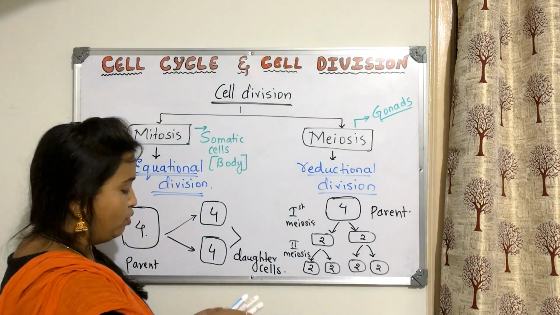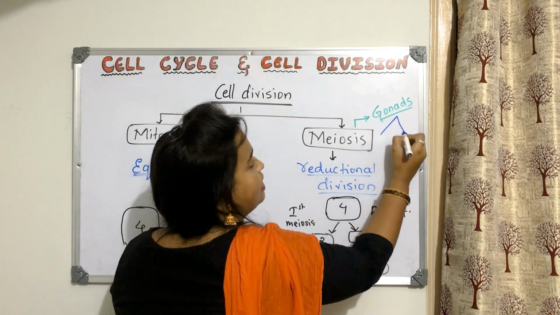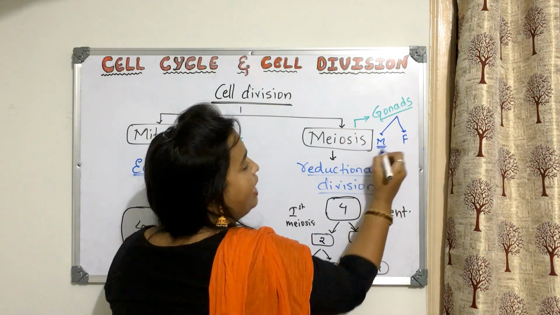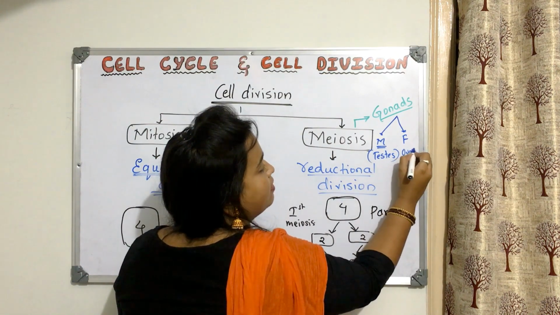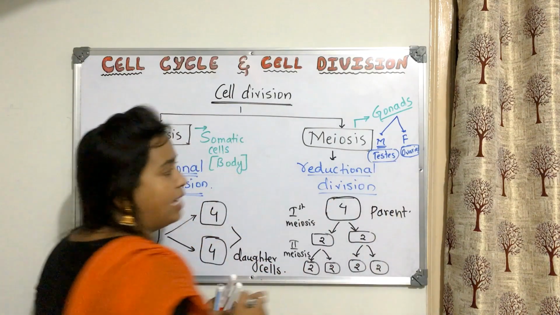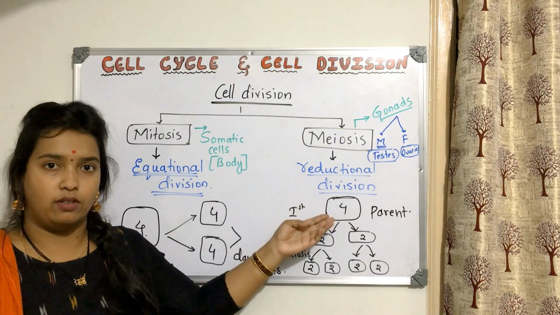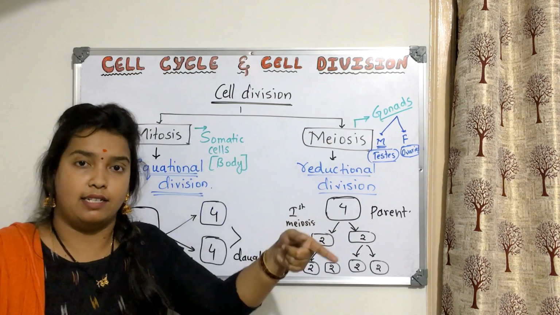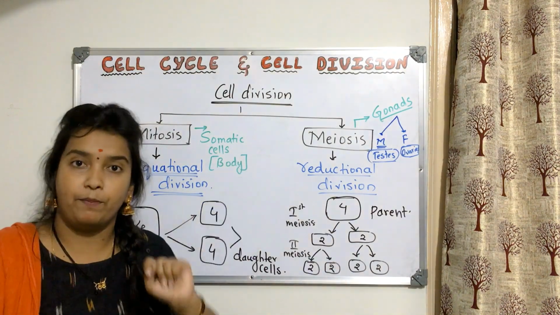I'll write that also, so you should not get confused here. For gonads, for male I am writing M, and for female I am writing F. For males, it is testis, and for females, it is ovaries. Now let us consider this is a cell of the gonads. If it is in a male, meiosis is happening in the testis. If it is taking place in a female, it will be happening in the ovary.